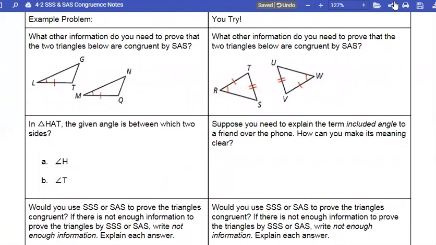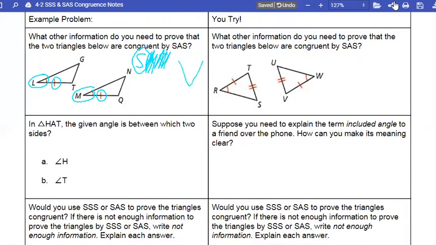All right, this next one says, what other information do you need to prove that the two triangles are congruent by side, angle, side? So once again, we need side, angle, side. So let's look at our picture here. We have an angle. So L and M are congruent because you see those two arcs. So I can cross out my A. I have a side because I have two arcs here. So what else am I left with? I'm left with a side.